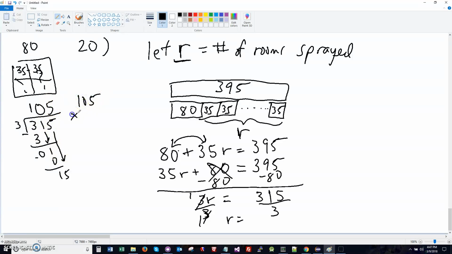Let me just check that. Yes, so 105. So it looks like that can't be right. There are 105 rooms. What did I do wrong? That can't be right. Does anyone see what I did wrong? Oh boy.